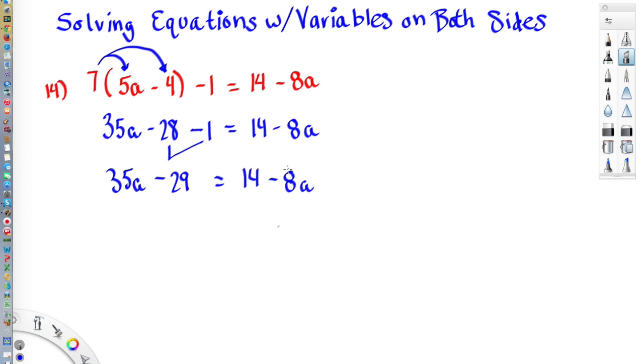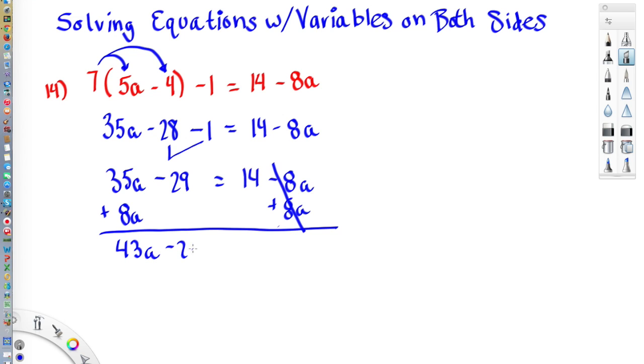Now I need to get my variables on the same side. I'm always going to attack the little guy first, and I have fewer a's over here. Here I have a negative 8 a's. Over here I have 35 a's. So I'm going to add 8 a's to that side and add 8 a's to that side. Okay, they cancel out. Over here I get 35 a's plus 8 a's, which will give me 43 a's minus 29, and that's going to be equal to 14.